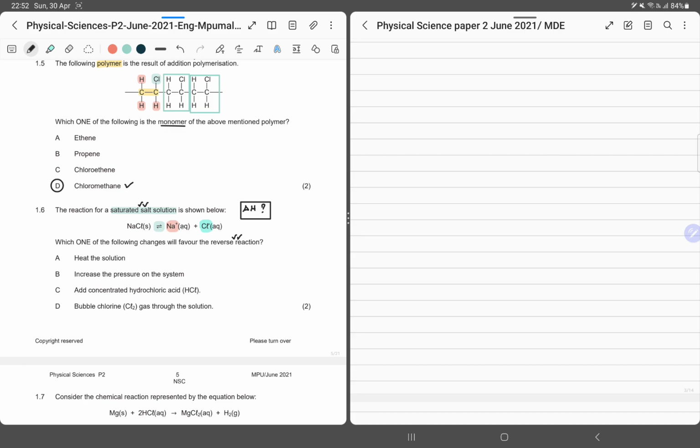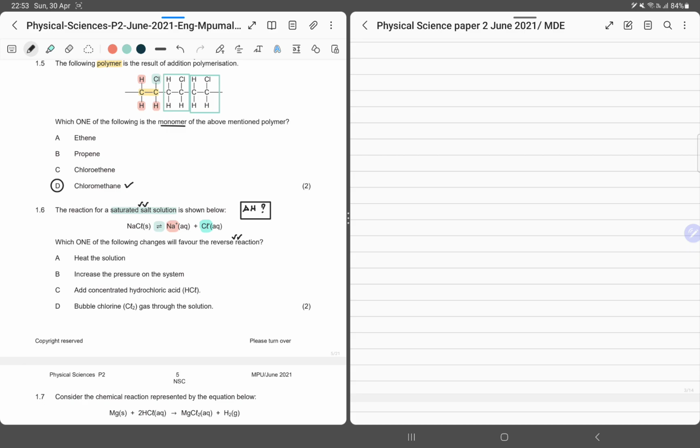The least we can do here is to change the amount, because pressure cannot affect the system. Why? Because pressure only affects gases and there's no gas here. So it can be an issue of concentration or amount in terms of number of moles. But we don't know what temperature would do, at least for now. Now let's see if the options will make any sense. Which one of the following changes will favor the reverse reaction?